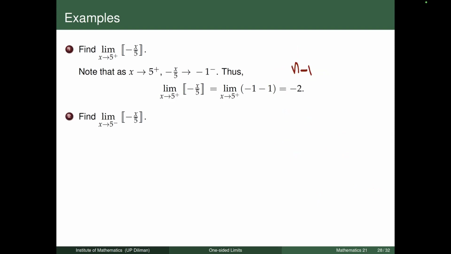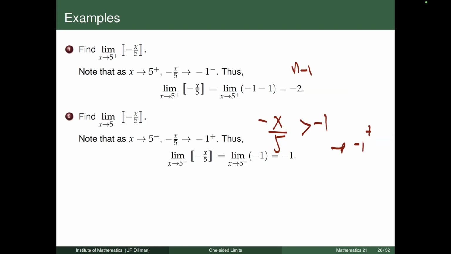How about if x approaches 5 from the left? So x approaches 5 from the left. So negative x over 5 will now be greater than negative 1. So that means this is approaching negative 1 from the right. Okay? So the GIF will just be replaced by negative 1. And the limit is negative 1.